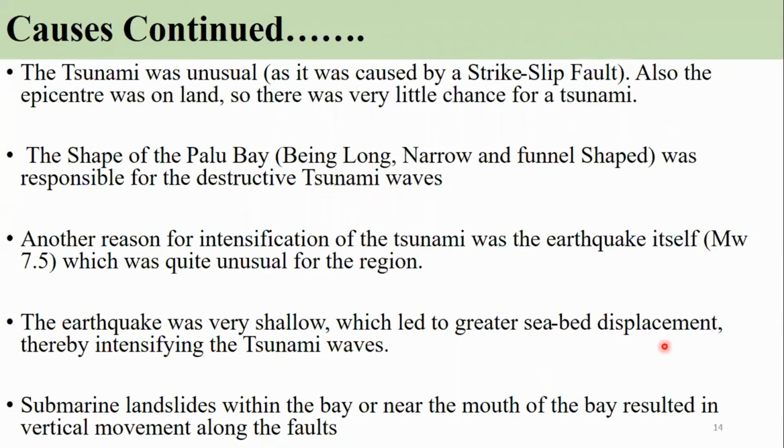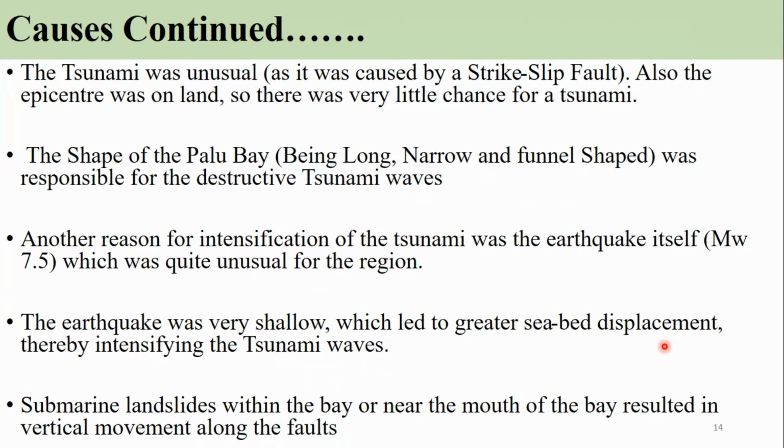Now, what could be the reasons for a tsunami being generated? Obviously it's a strike slip fault, and a tsunami is not expected on a strike slip fault. But one of the reasons could be submarine landslides in the ocean, in Palu Bay, which could have resulted in an intensified tsunami wave. Another reason could be the shape of Palu Bay itself. Palu Bay is long, narrow, and funnel shaped, and that was responsible for destructive tsunami waves.